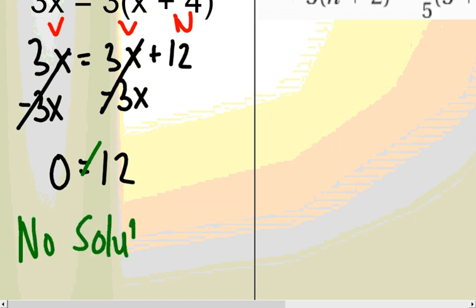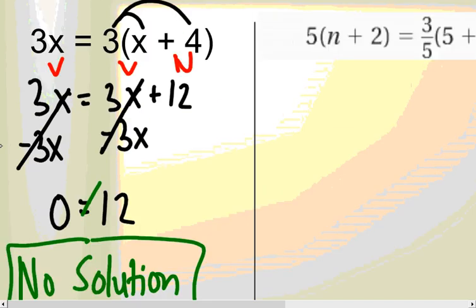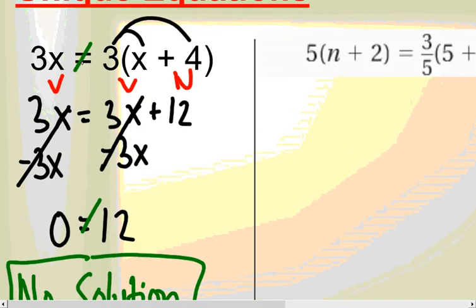You could search day and night. You are never going to find a value for x that you could put into the original equation that would make it true. The reason why is because the equation actually never was true. This never was an equality. That left side would never have equaled the right side. It was a false statement from the get-go. It's kind of like a lie.